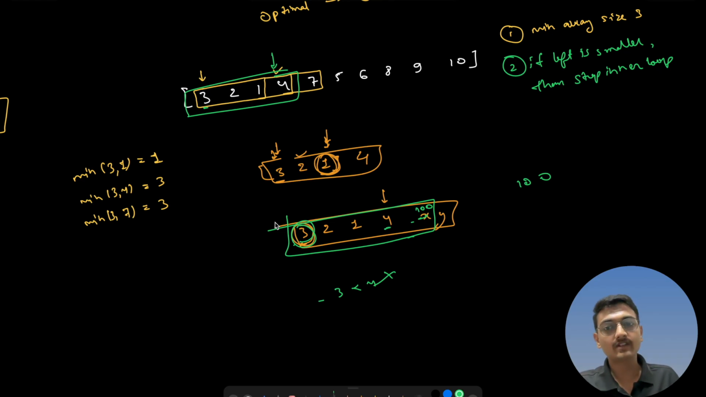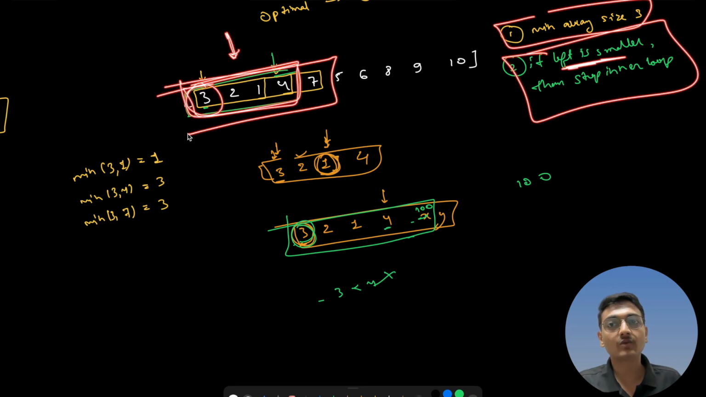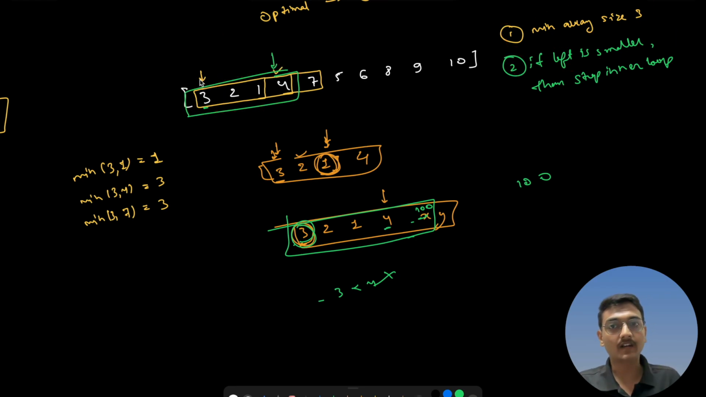What is the first observation? The first observation is we have to keep the minimum array size 3. The second observation is, if left is smaller, then that part will be the last subarray which can be bold. There are no chances to make this a bold subarray. Meanwhile, there are chances when we start i from here, that can be a bold array. This is a bold subarray, right? But there will not be a case beyond this where it is a bold subarray.